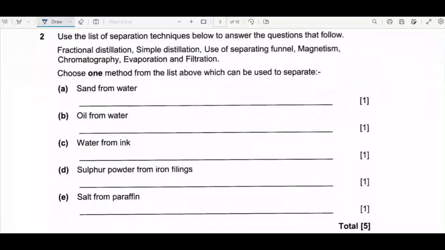Then we move on to question 2. Use the list of separation techniques below to answer the questions that follow. The list is fractional distillation, simple distillation, use of separating funnel, magnetism, chromatography, evaporation, and filtration. Choose one method from the list above which can be used to separate the first one, sand, an insoluble substance from a liquid. The method that we can use is filtration here.